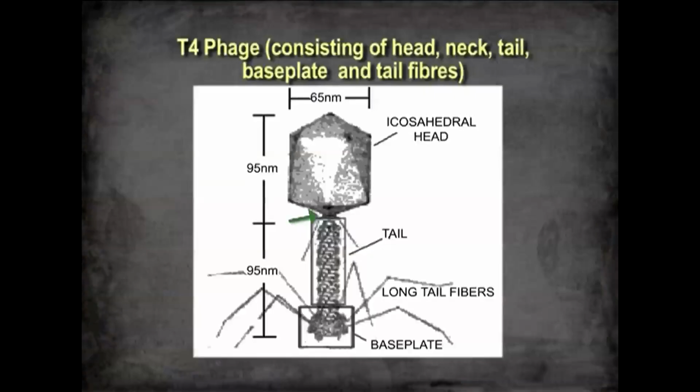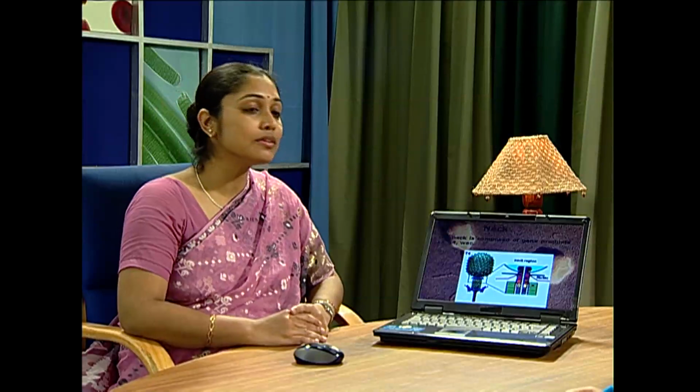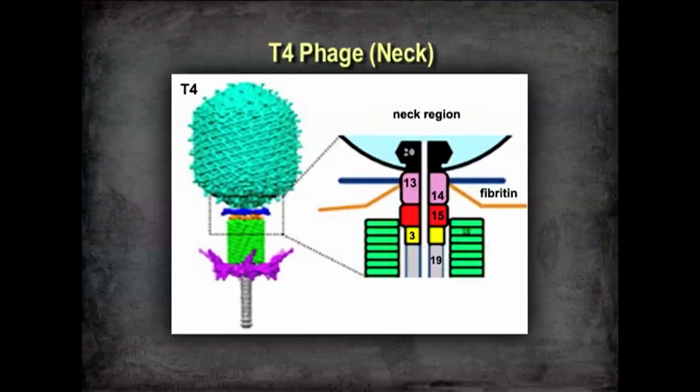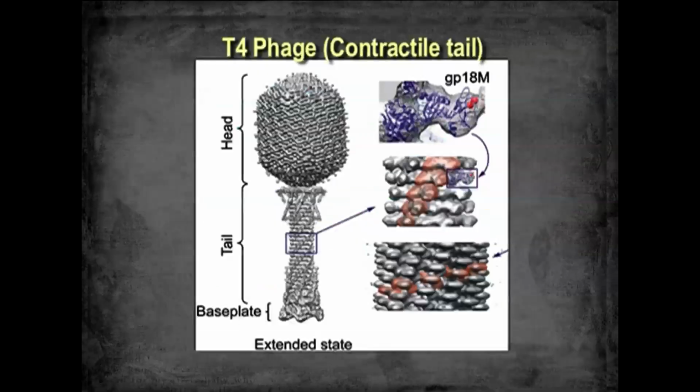The neck separates the head from the tail, or joins head and tail, and the neck is composed of gene products 13 and 14. Ma'am, what is a gene product? Yes, a gene product is the protein. Suppose here gene product 13 means the protein encoded by gene number 13. Now the contractile tail: after the neck the tail is present, and the tail is made of 2 concentric tubes.